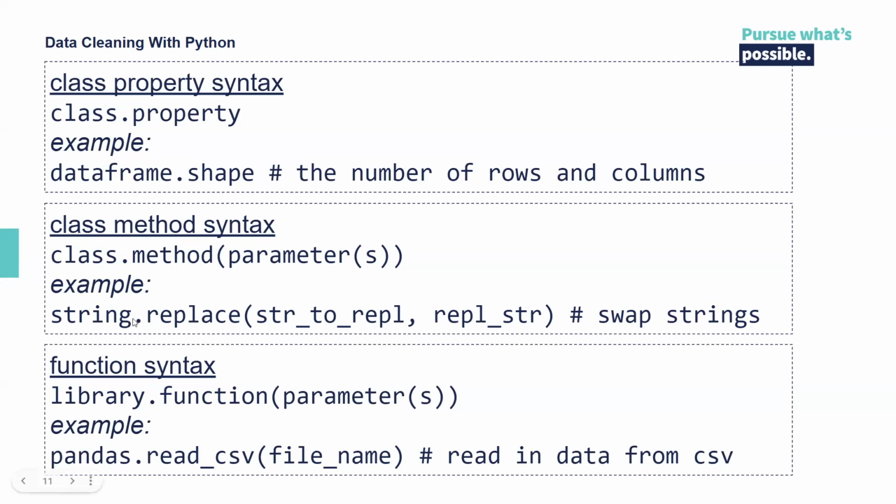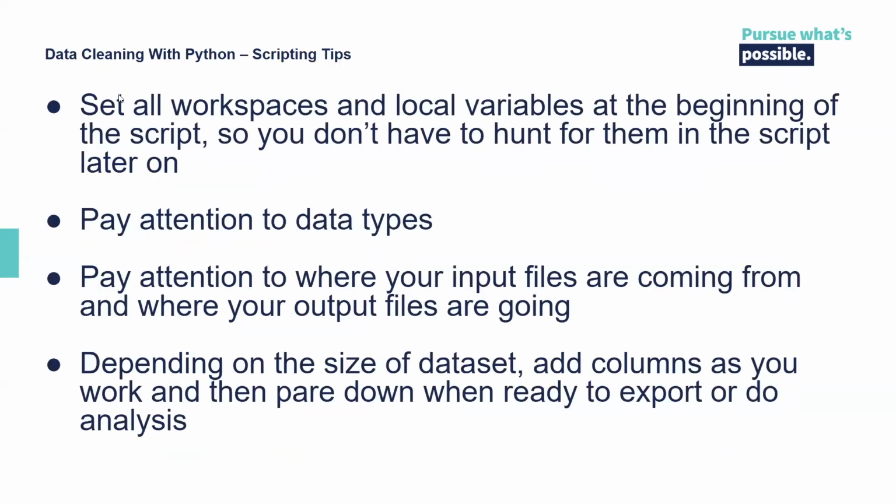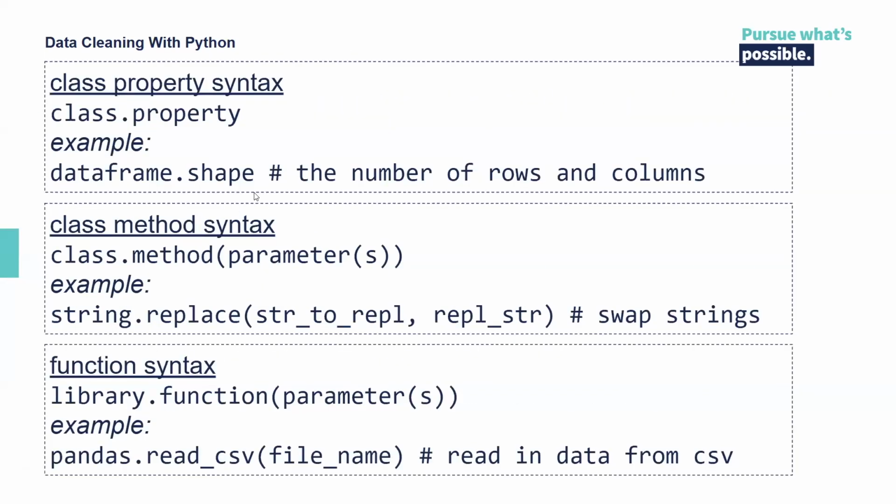So the syntax is going to be the name of the string, dot replace, and then the first parameter is going to be the string that you're looking to replace. And then the second parameter is going to be what you want to replace that string with. All right, so we've got the method, and it has two parameters here.